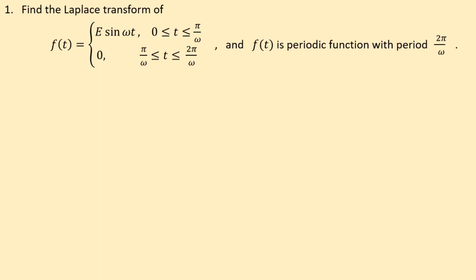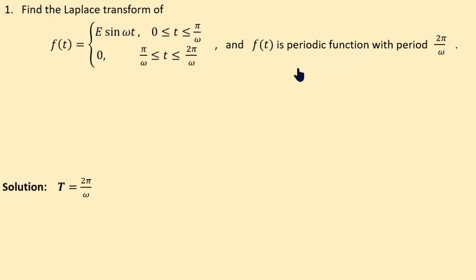The first question: find the Laplace transform of f(t) equal to e sin omega t if t is between 0 to pi by omega, and 0 if t is between pi by omega to 2 pi by omega, and f(t) is a periodic function with period 2 pi by omega. Now this is a half wave rectifier, that means in the half interval it is e sin omega t, in the remaining half it is 0, and it is periodic.